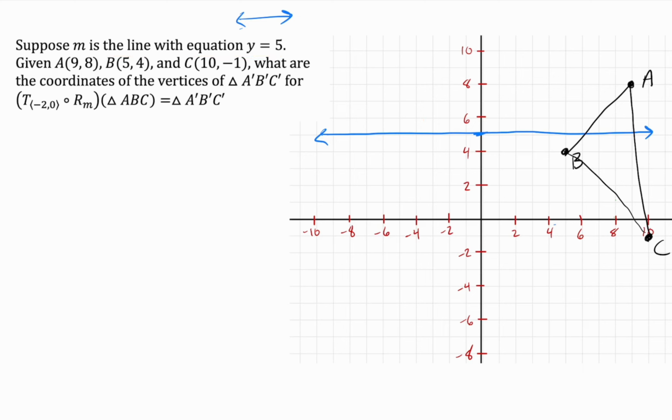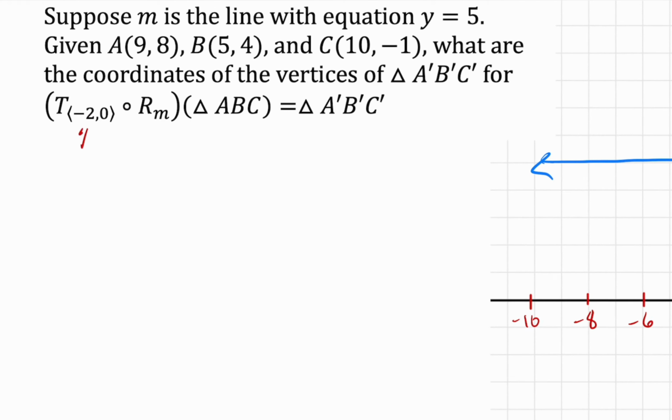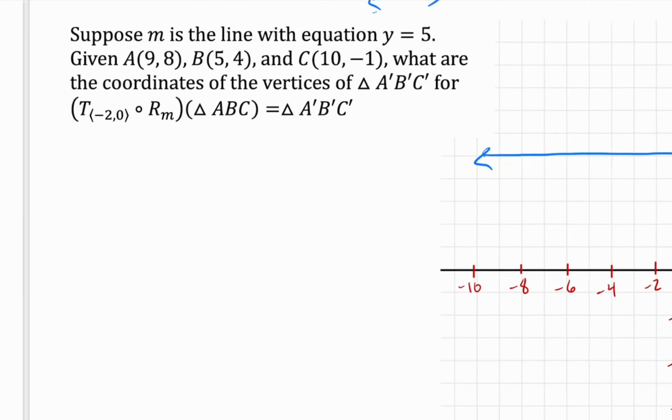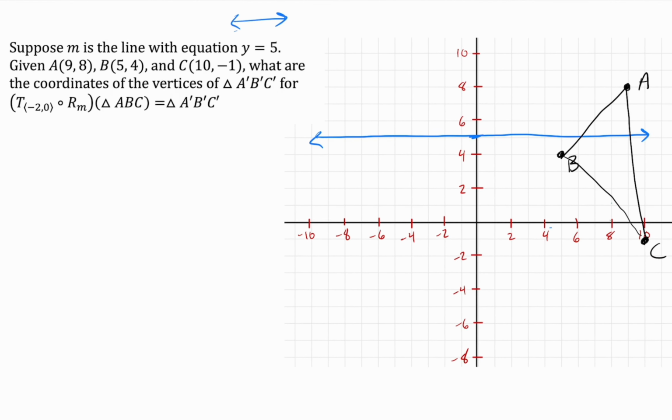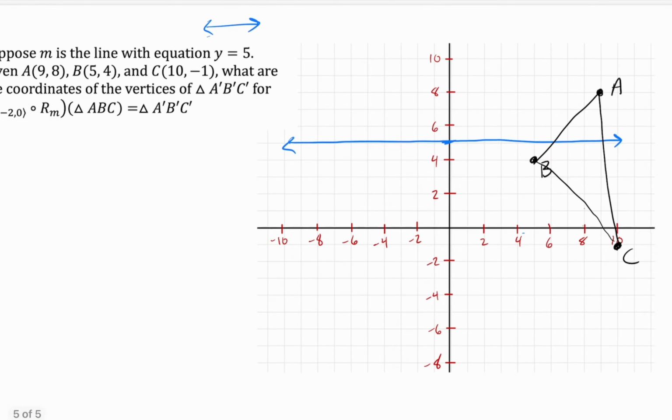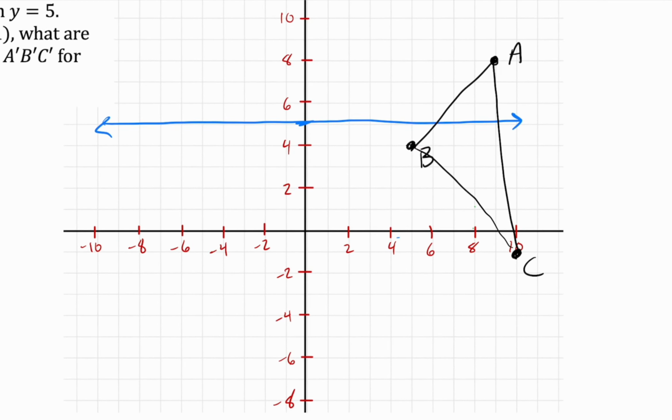After that, then we'll do a translation. So T stands for translate, and these little numbers, -2 and 0, tell us the direction that we'll translate it in. Okay, but let's start with the reflection. So we'll reflect each of these points, A, B, C, over the blue line here. So when we do that, we're going to count how far away each of the points is from that blue line. So for point A, this is 1, 2, 3 squares away from the line, and it's above it. So when we reflect, we're going to be 3 squares below it.